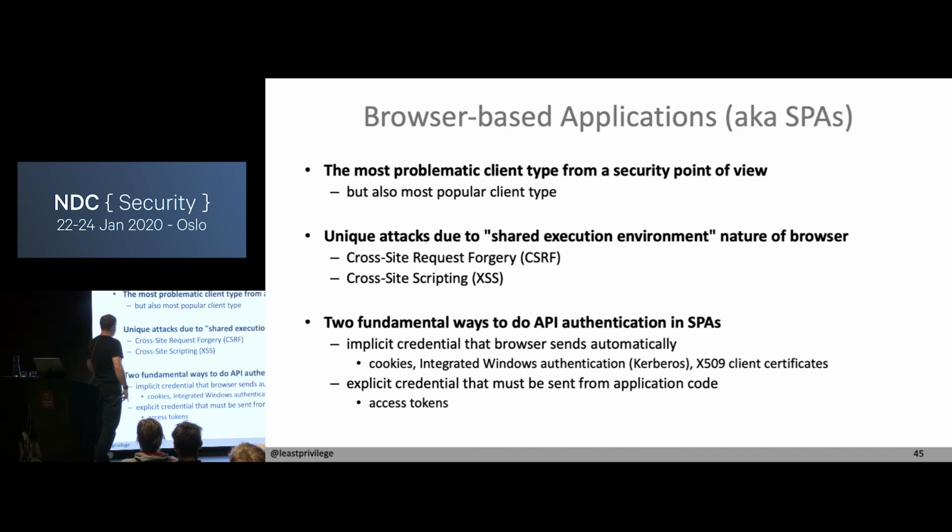So there are a couple of attacks that only exist in browser-based applications, and they are because they live in a shared execution environment, right? You have multiple tabs open, multiple applications, multiple trustworthiness of applications, and they all start with cross-site request forgery, cross-site scripting, because one application is attacking another, right? So, you know, there are two fundamental ways to do API authentication in SPAs. The old style was with cookies. Cookies have the cross-site request forgery problem. The new style was access tokens, and you're basically swapping out cross-site request forgery with cross-site scripting. So you choose your poison, right?